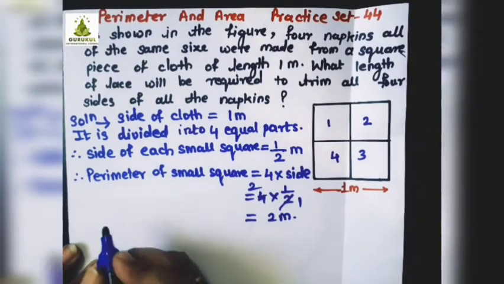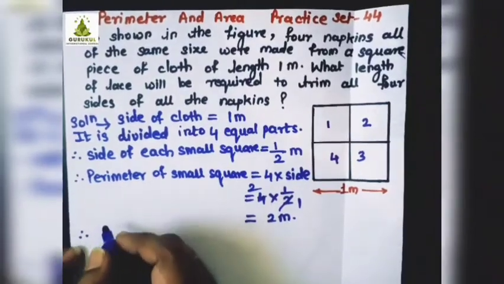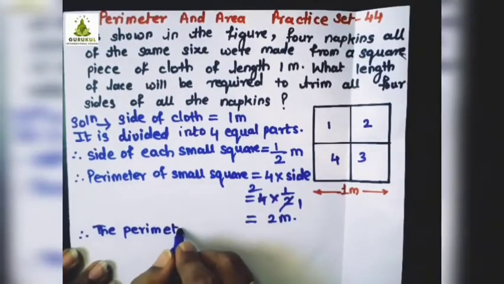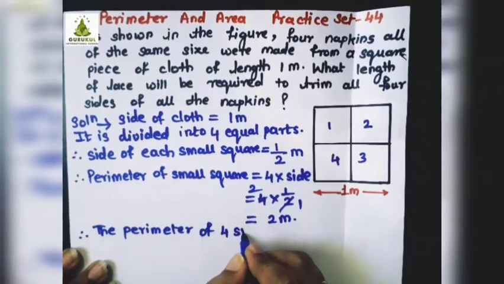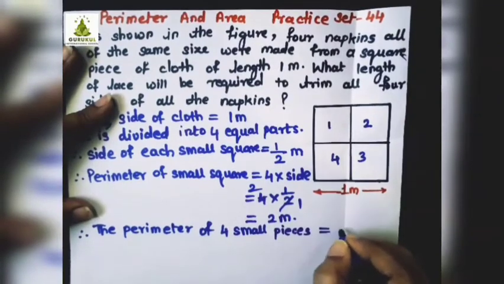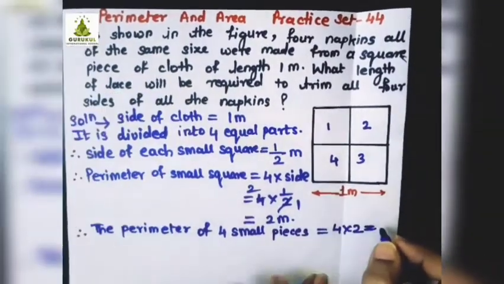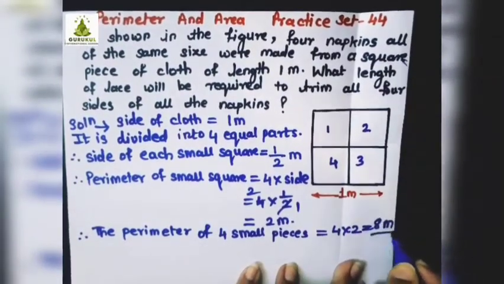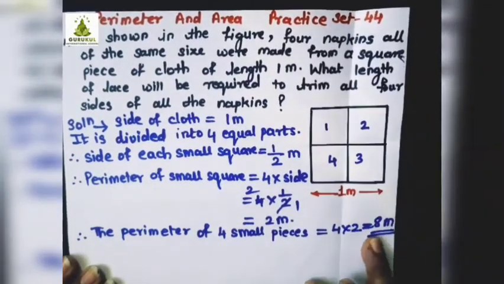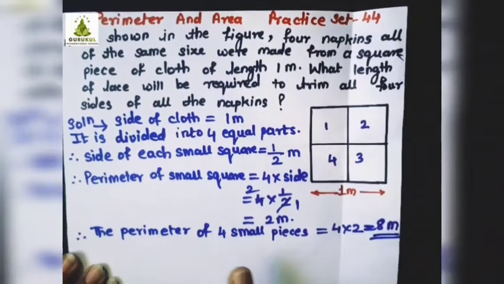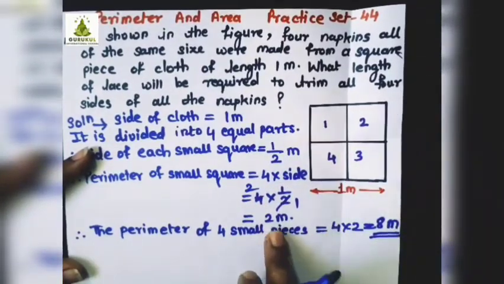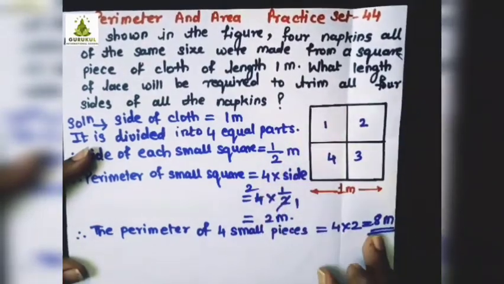Okay. Now, therefore, the perimeter of 4 small pieces is equal to 4 multiplied by 2, that is equal to 8 meters. Correct? So this is for lace. Now this is nothing but the lace required for all 4 pieces. Okay, 2 meters is the lace required for one square, and 2 multiplied by 4. So for all 4 squares, how much lace will be required?